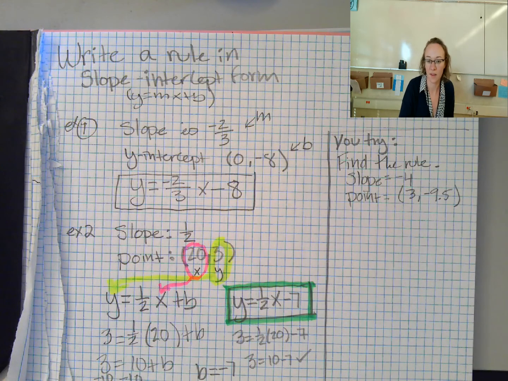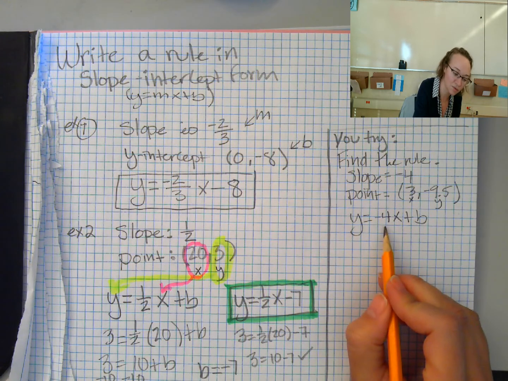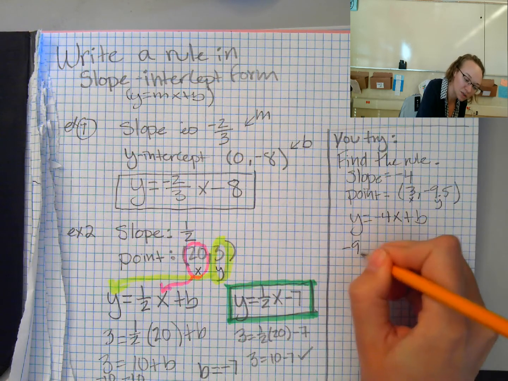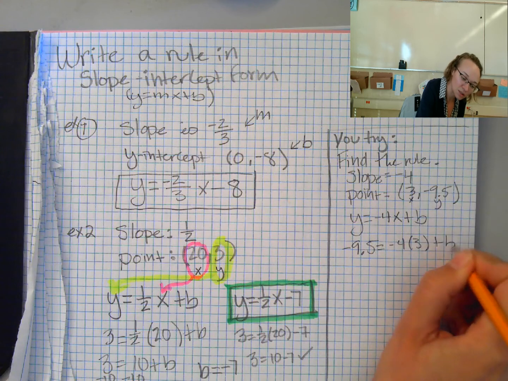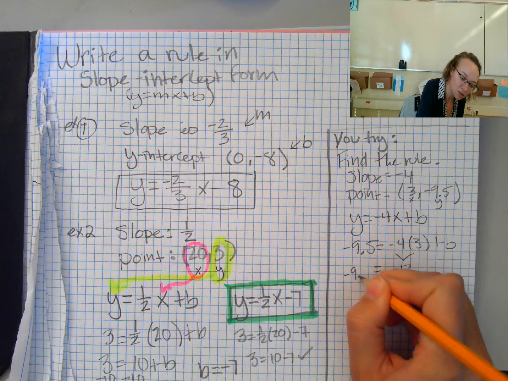So let's say that the slope is -4 and the point is (3, -9.5). Pause now and calculate the equation, please. Try and do it without graphing, without making a table, just doing the steps that we did before. So first I'll plug in my slope, -4. I have my x value and my y value, so I'll put those in too. -9.5 = -4 times 3 + b. That would be -12.